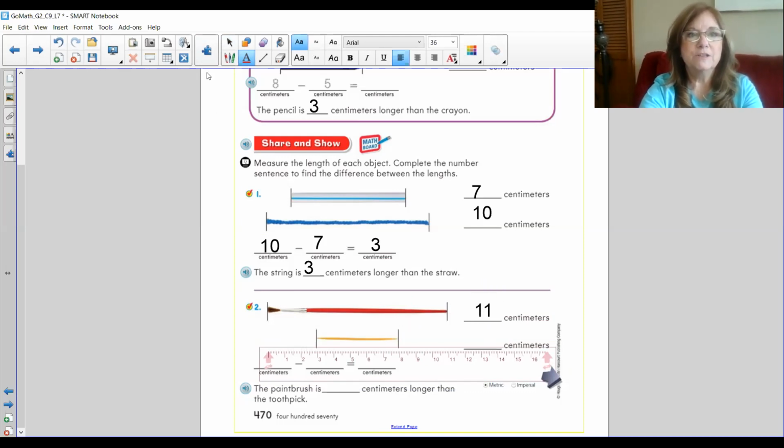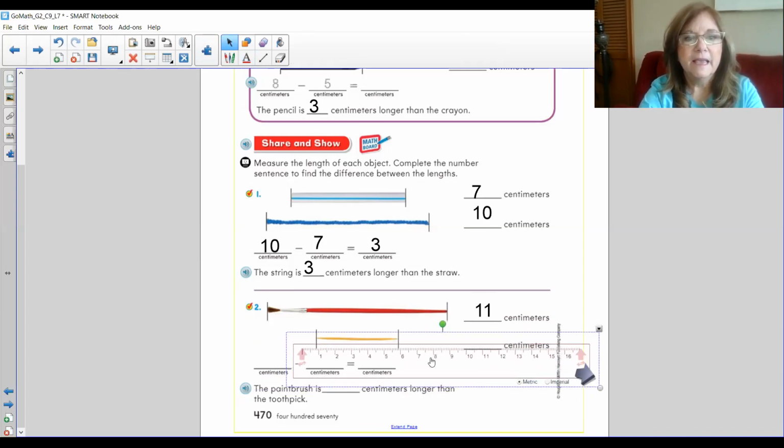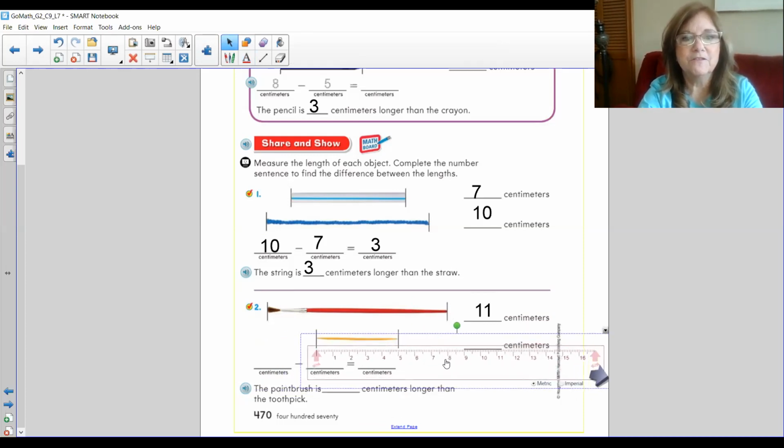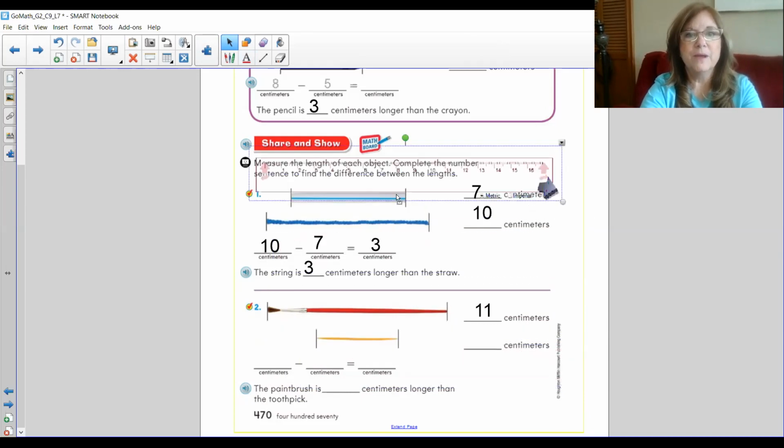And now we're going to measure the little toothpick, it looks like. And don't start on the 1, start at the very beginning. Line up the beginning of the ruler with the beginning of the object, and it looks like it ends on 5. So we're going to move our little ruler out of the way, and we're going to put a 5.